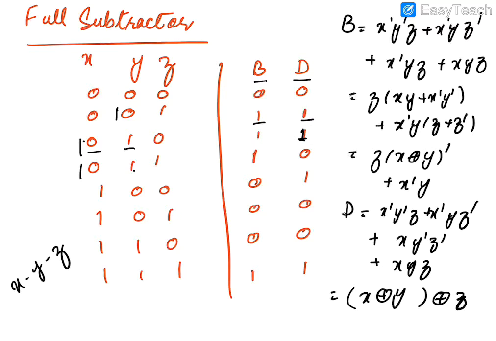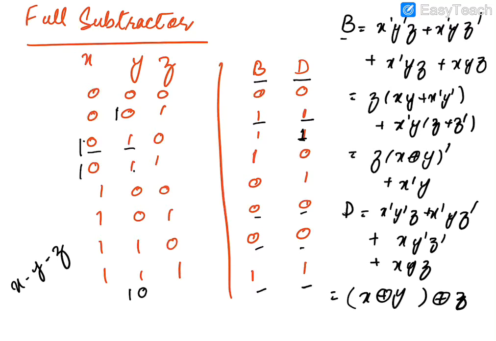1 minus 0, difference is 0 and borrow is 0. 1 minus 0 minus 1, 1 minus 1, difference is 0 and borrow is 0. 1 minus 1, difference is 0, borrow is 0. 1 minus 1 is equal to 0 again. 0 minus 1, for 0 minus 1 you have to borrow 1. 10 minus 1 will be equal to, difference is 1 and borrow is again 1.